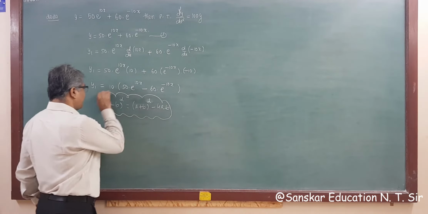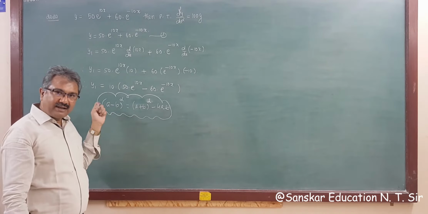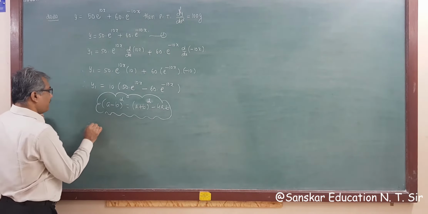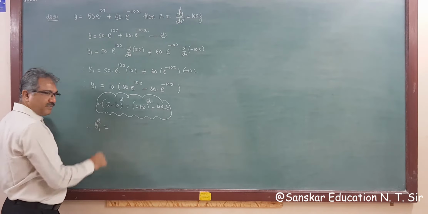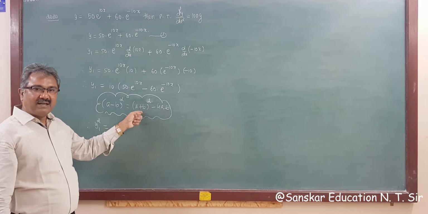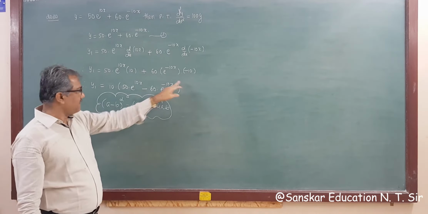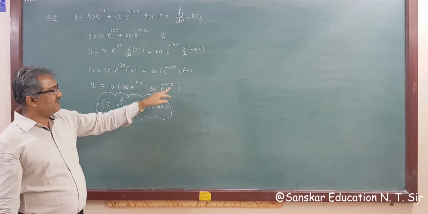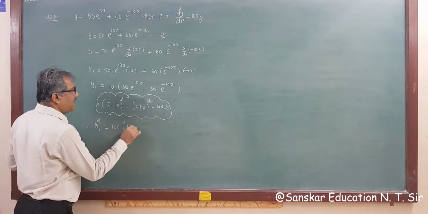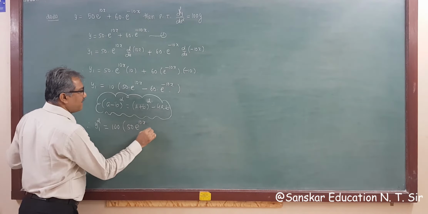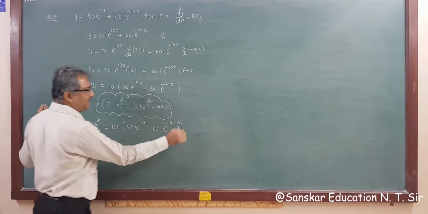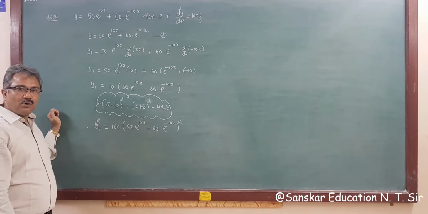But for that, what we require here? Square. So squaring both sides, that is y1 square. You got it? Why we are squaring? We want to apply this formula, and for that we require a square here. So that's why we are squaring this. So this is 100 times, 50 into e raised to 10x minus 60 into e raised to minus 10x, whole square.